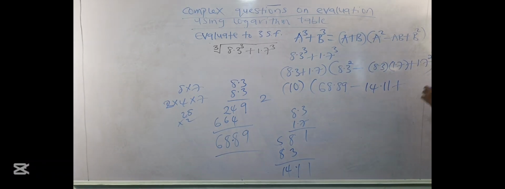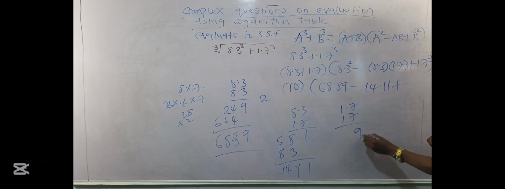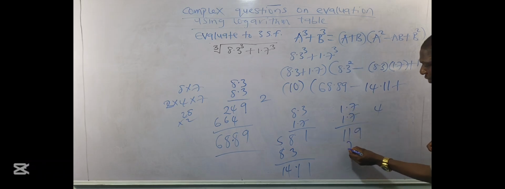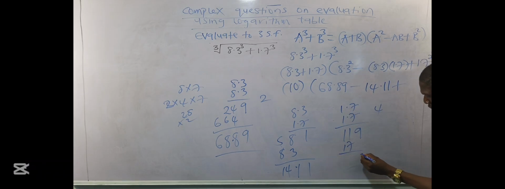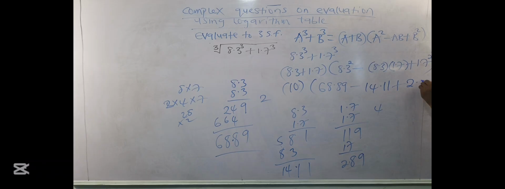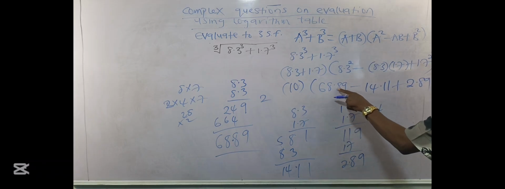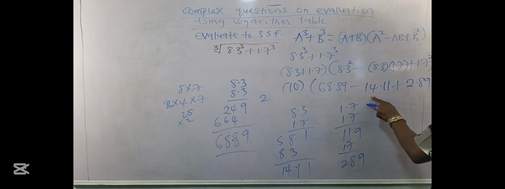So I have 14.11, plus, excuse me, 1.7 squared means 1.7 times 1.7. 7 times 7 is 49, 9 carry 4. 7 times 1 is 7, plus 4 is 11. 1 times 7 is 7. 1 times 1 is 1. This will give me 2.89. So I have 68.89 minus 14.11.